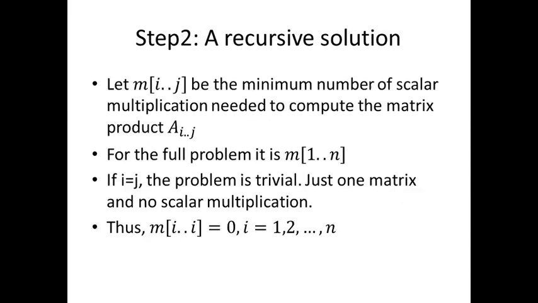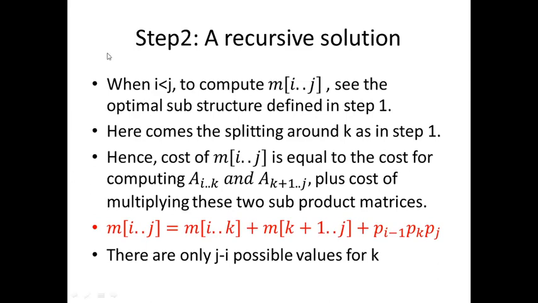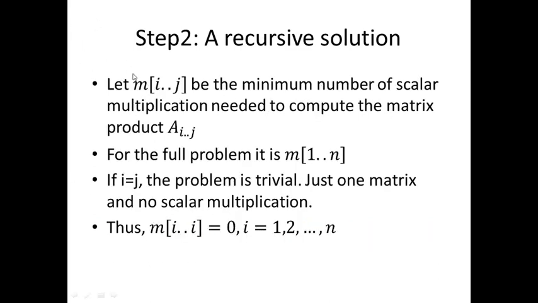Here the only thing I am again concentrating on is that our objective is to compute the product Ai to Aj. That means Ai dot Ai plus 1 dot etc. dot Aj. Then the number of multiplications required for computing m[i, j] will be there in the table. I told you in the first video that this is a tabular method, and we are maintaining two tables. One is the M table and another one is the S table.